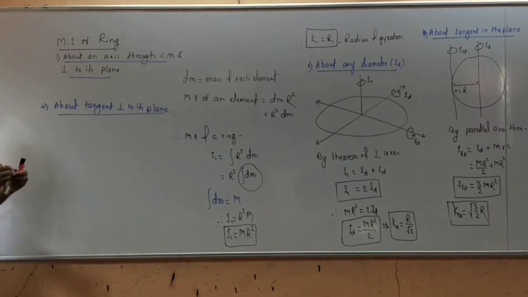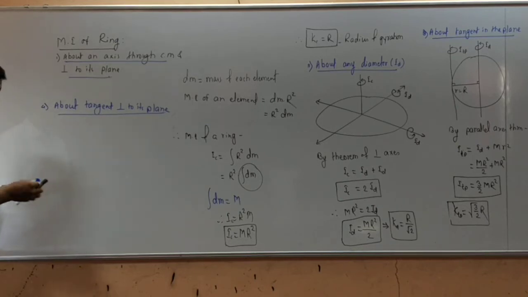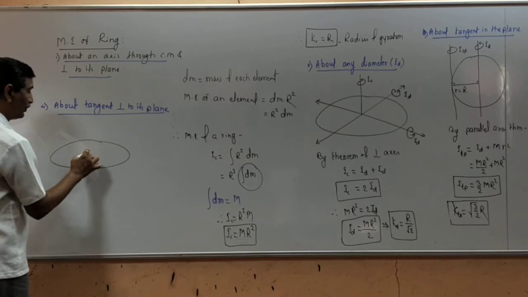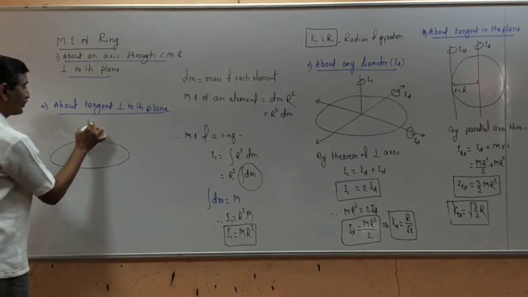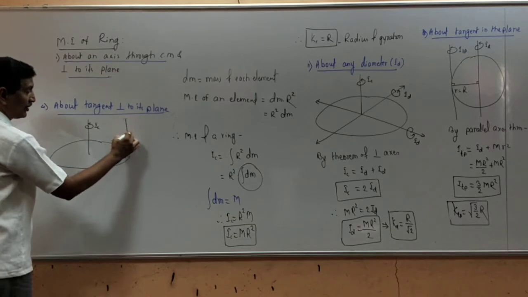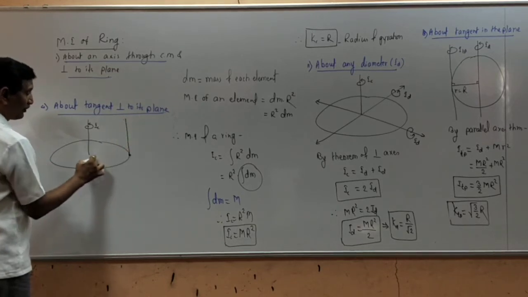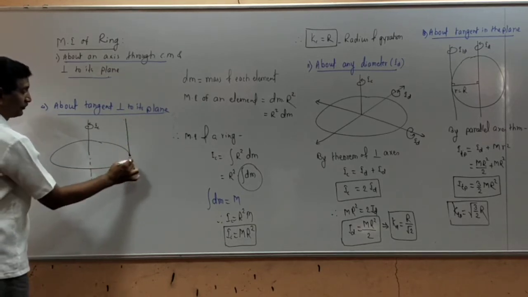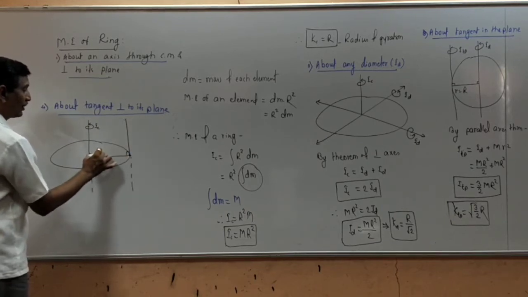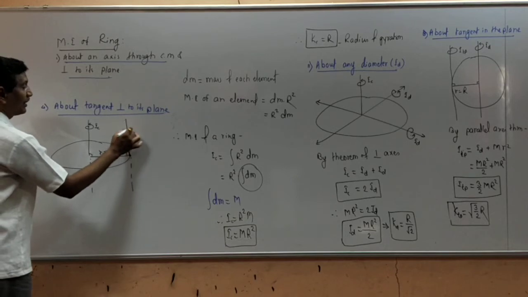So this tangent is parallel to the axis passing through the center of mass. So this is the side view. The axis passing through the center has moment of inertia IC, and this one is the tangent which is perpendicular to the plane. So the distance between these two parallel axes is again small r, which is what? Capital R.